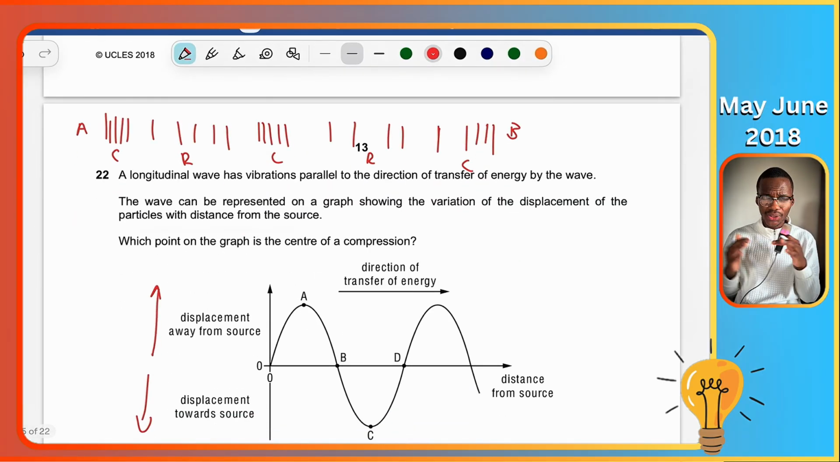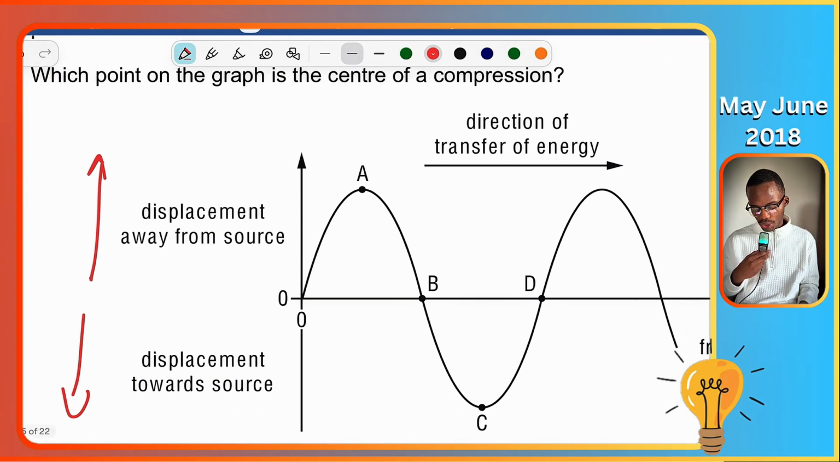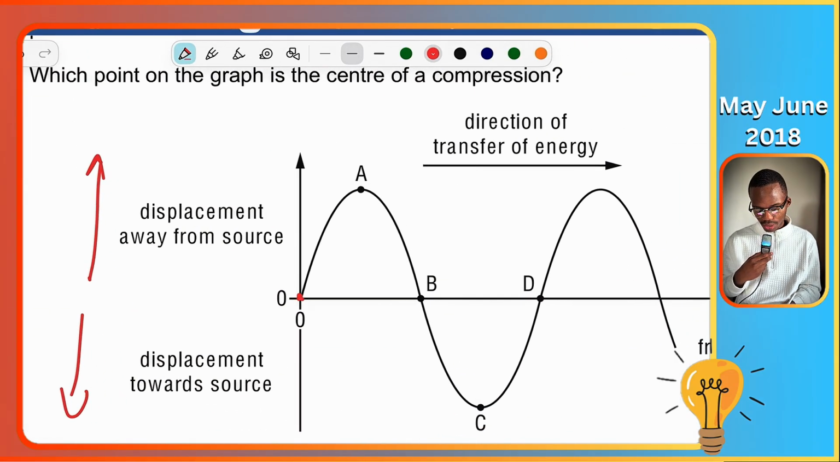Compression implies two things are coming together. If you're going to compress something, you're going to force it to become smaller. So particles are supposed to move together, towards each other, and they're supposed to move away from each other if it's going to be refraction, which is the opposite of compression. Let's study this. Imagine all these particles from this point all the way up until this point are actually moving away from the source. Now look at this. All these particles are actually moving towards the source.